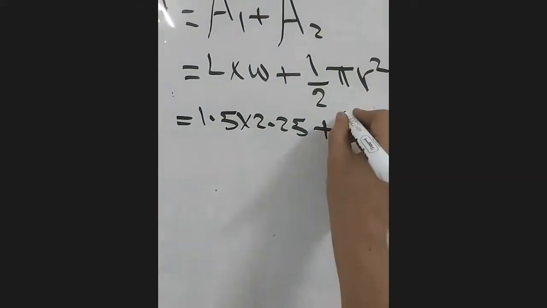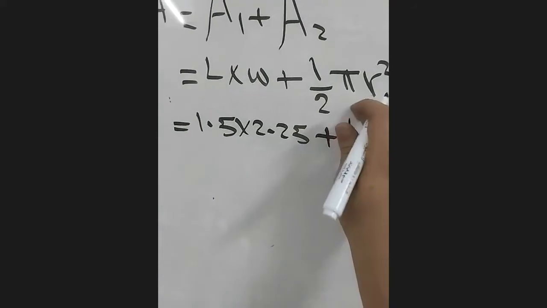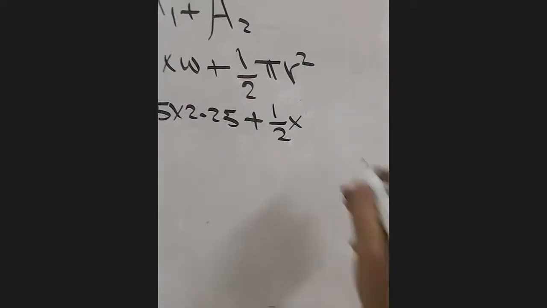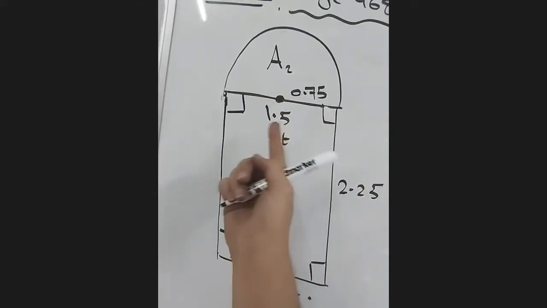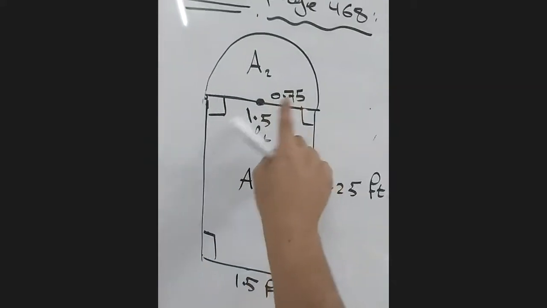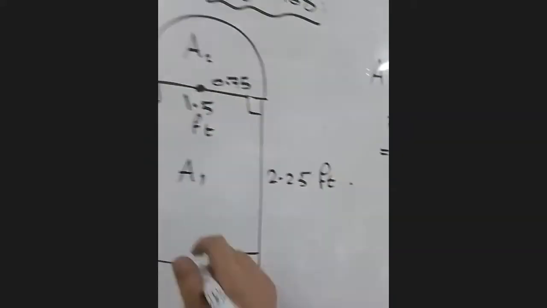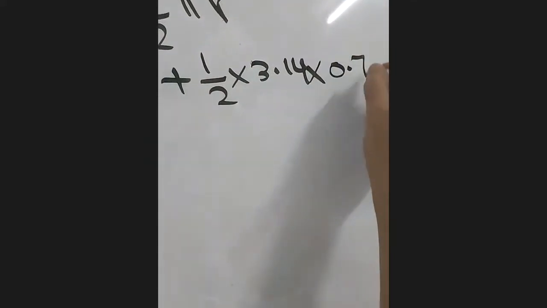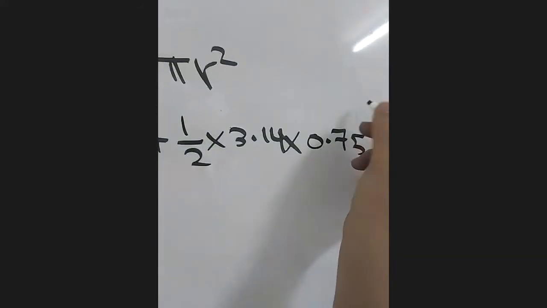So here I will go and replace. The half comes down, multiplied by pi. The question tells you to use 3.14. And the radius r, we got it. Not 1.5, guys. Be careful. It is the half of it, which is 0.75 to the power what? 2.